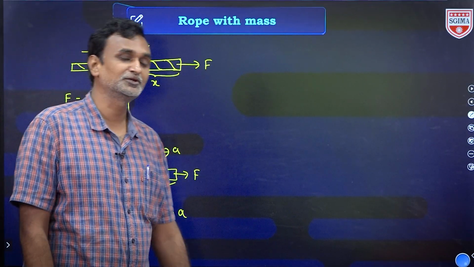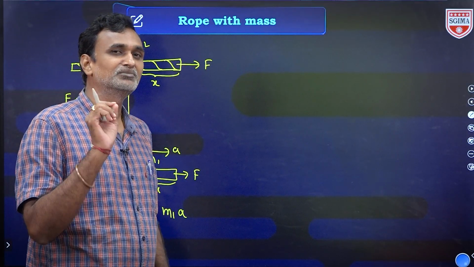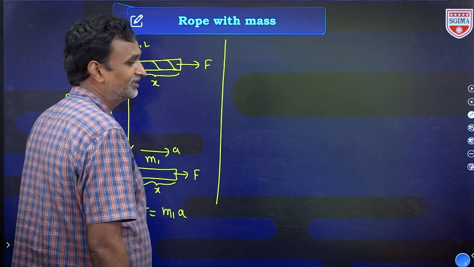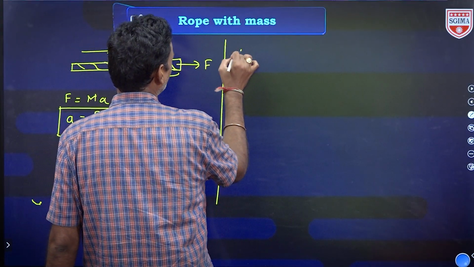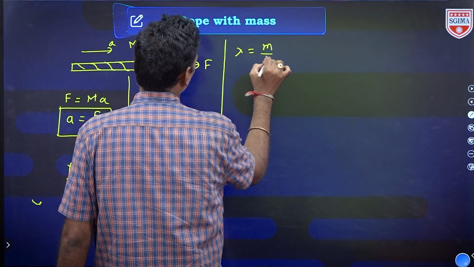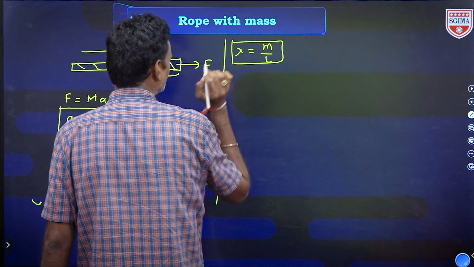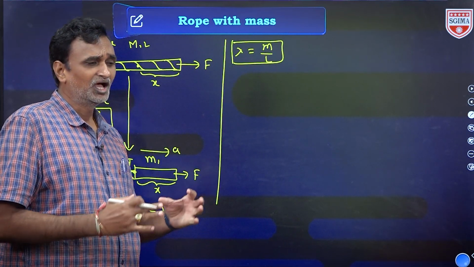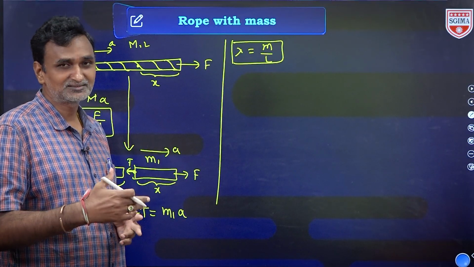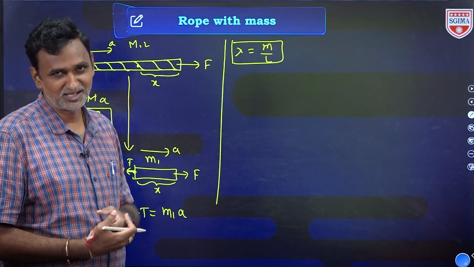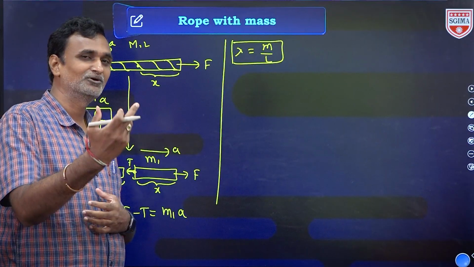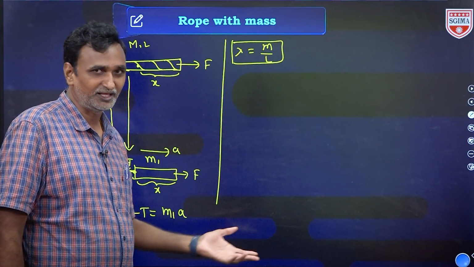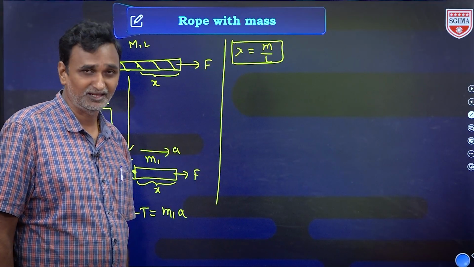For this, we need to depend on linear mass distribution, that is linear mass density. Linear mass density is defined as lambda equals total mass by total length. This concept you need to understand. Like till now you compared volumetric mass density, that is density equals mass by volume. But in coming sessions you may have to take mass by length, mass by area also.